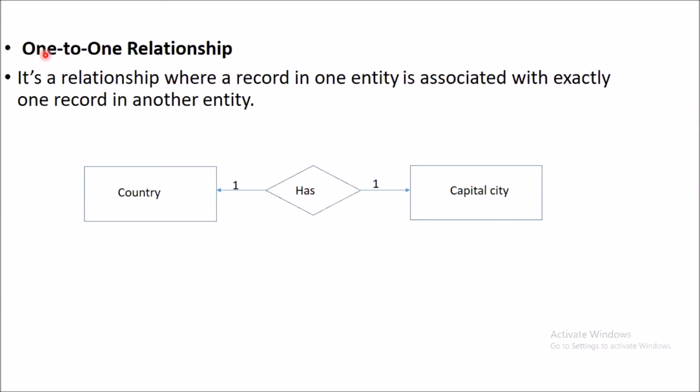So there are many ways to represent the relationship between the entities. Firstly, one is one-to-one relationship. It's a relationship where a record in one entity is associated with exactly one record in another entity. Here you can see every country has one capital city. So this is a one-to-one relationship and we represent it with an arrow. How do we represent it? We represent it with an arrow.